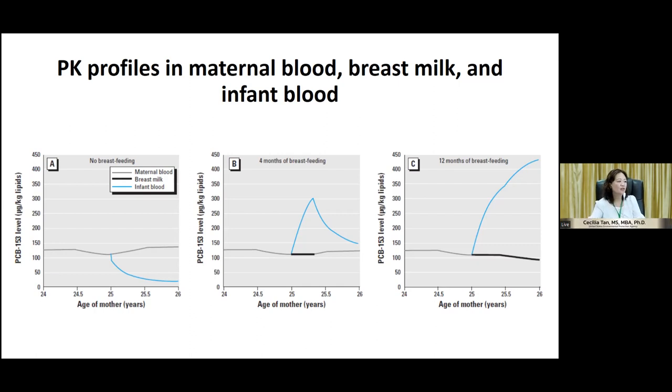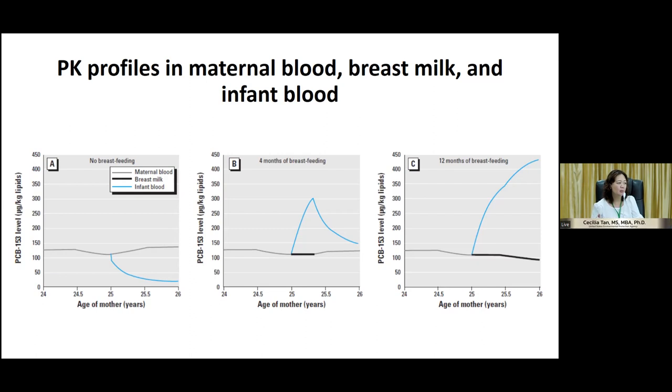And then for B and C, if you compare 4 months of breastfeeding to 12 months of breastfeeding, you'll see that if the baby is being fed for 12 months, the concentration gets much higher than at 4 months. But the good thing is, once you stop exposure, it will come down, but it will take a long time.